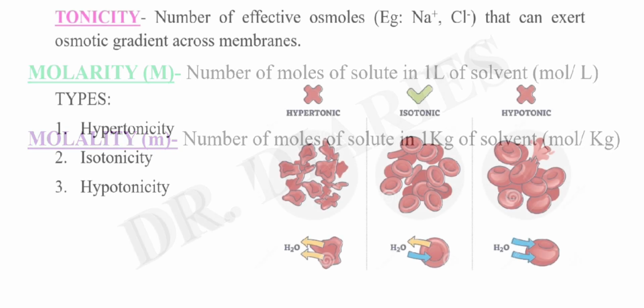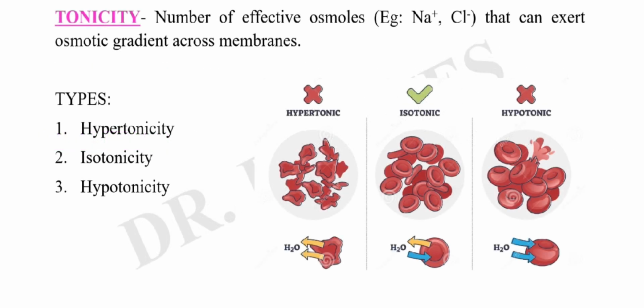Next concept is about tonicity. Tonicity is the number of effective osmoles that can exert an osmotic gradient across the membrane, for example, sodium and chloride, whereas the ineffective osmole, which cannot generate an osmotic gradient, is urea. There are different types of tonic solutions. They are hypertonic, isotonic, and hypotonic solution.